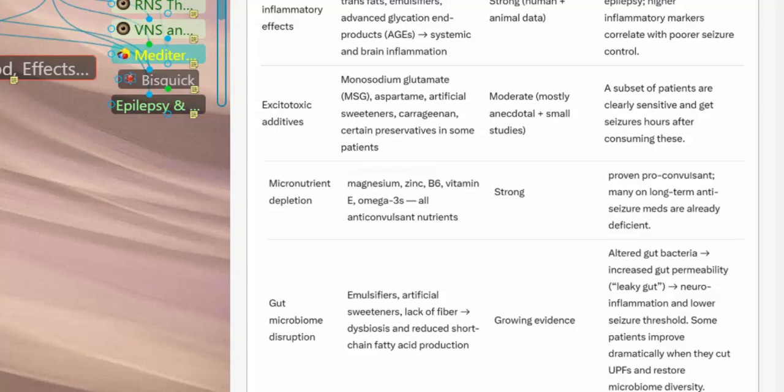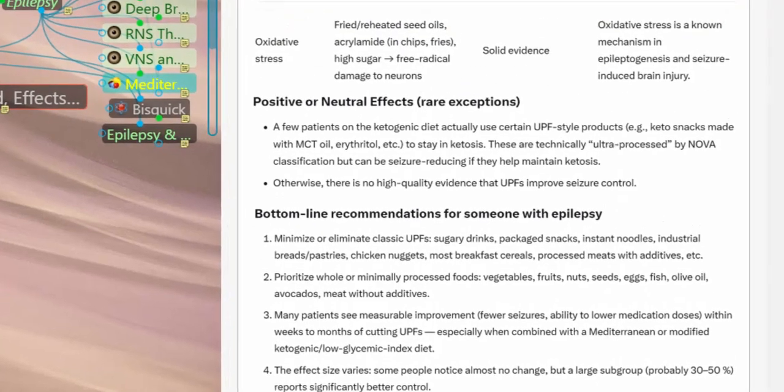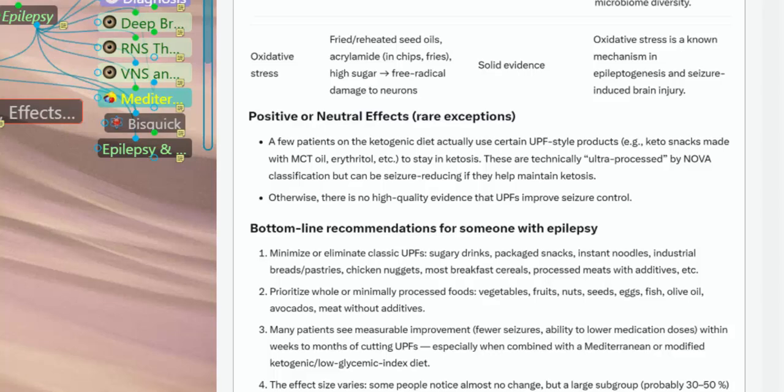Altered gut bacteria leads to increased gut permeability, in other words, leaky gut, and that leads to neuroinflammation and a lower seizure threshold. Some patients improve dramatically when they cut out the ultra-processed foods and restore microbiome diversity. And another factor is oxidative stress.